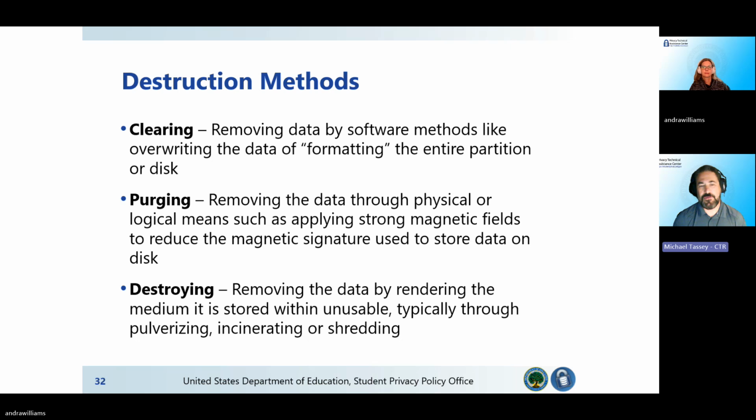Which is why the destruction method is so important, right? Delete really is not going to be your solution here, but there are several families of options that are available. Several ways that you can actually destroy the data so that it is cleared off the disk so that people cannot retrieve it, right? And the first one is clearing.